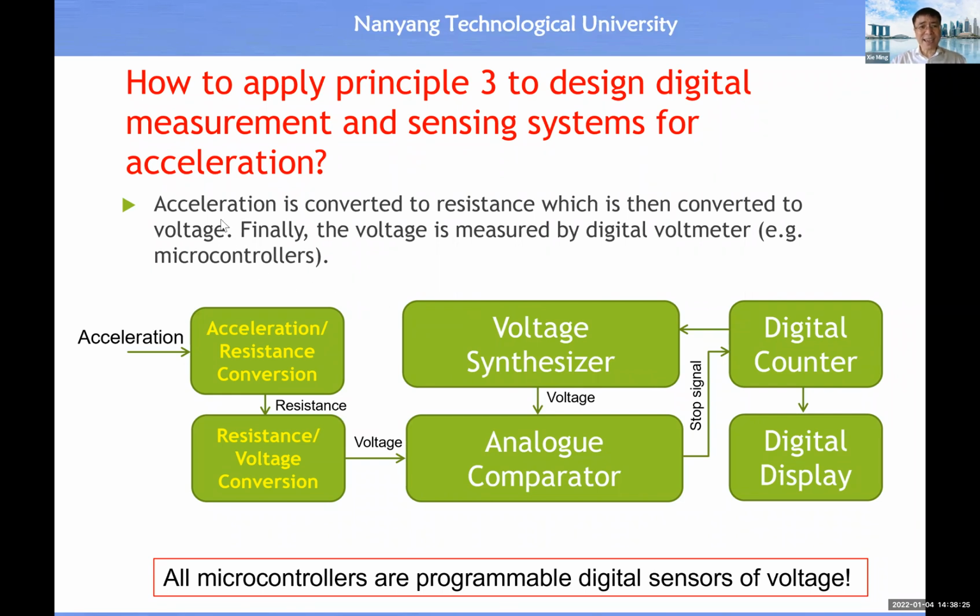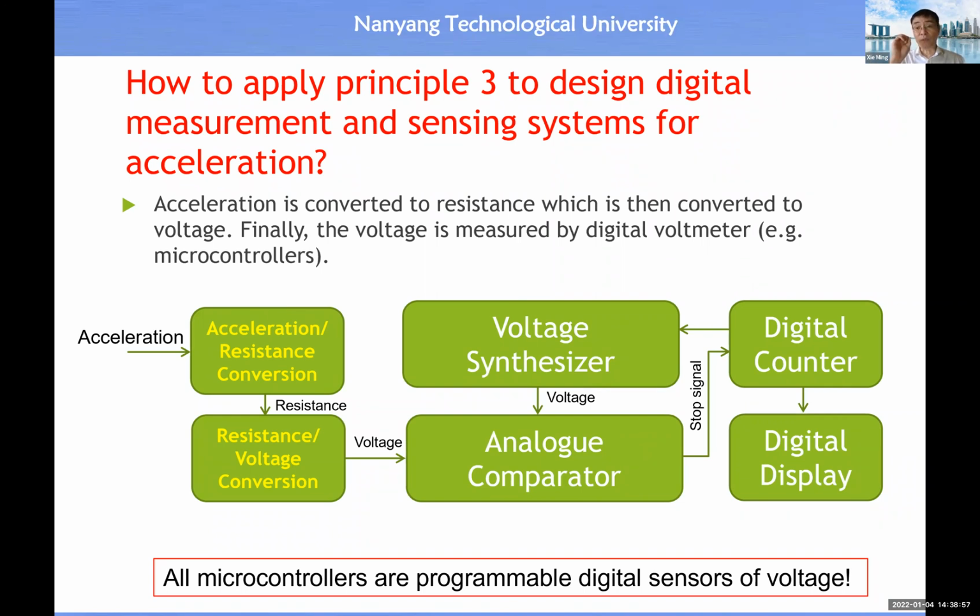Okay, then in this case, acceleration is converted into resistance, which is then converted to voltage, all right? So in this case, we just add in this module, which will transform the value of acceleration into a value of resistance, because in one of the previous lectures, we have already studied the design of the measurement and sensing system for resistance, all right? So we just need to add in this module, which should be good enough already, all right?